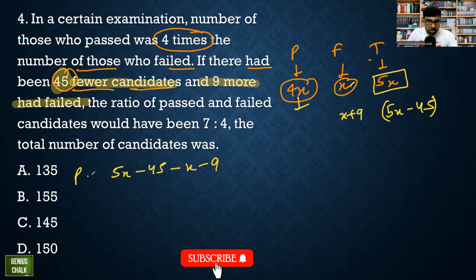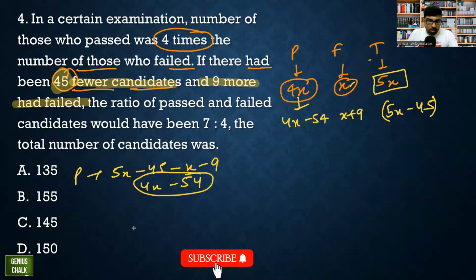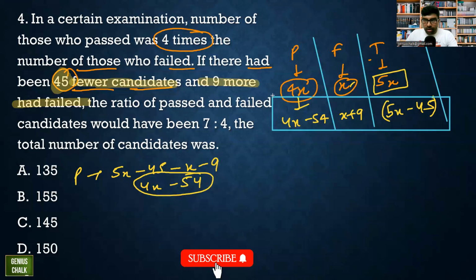So what are the passed people? We can say that 4x minus 54 are the number of people who passed. I hope this step is clear. So these are the passed people, these are failed people, these are total people. So we have to focus on this data. I hope it is clear, right?